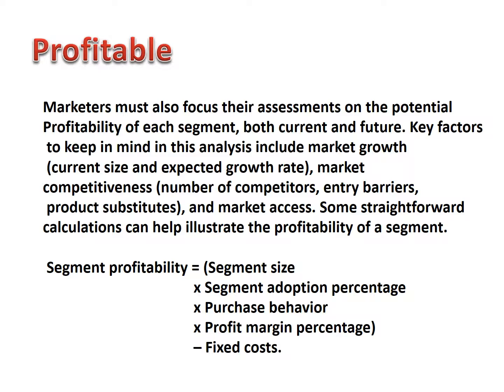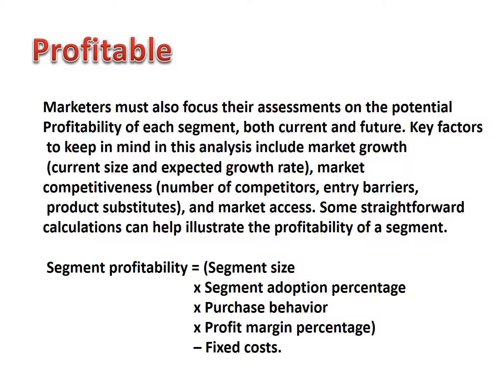Segment profitability equals segment size times segment adoption percentage times purchase behavior times profit margin percentage minus fixed costs. So segment size will equal the number of people in the segment. Segment adoption percentage equals the percentage of customers in the segment who are likely to adopt the product or service. Purchase behavior equals purchase price times the number of times the customer would buy the product or service in a year.